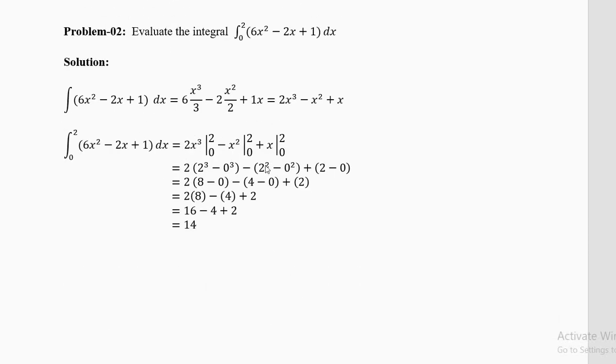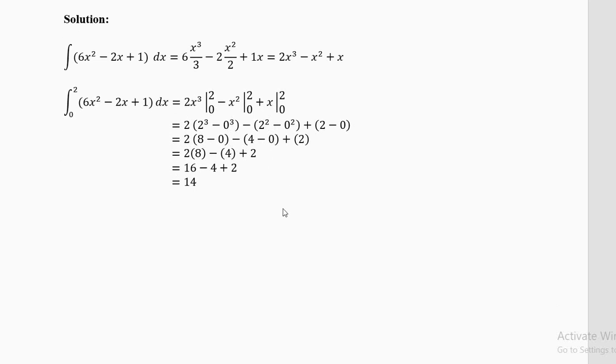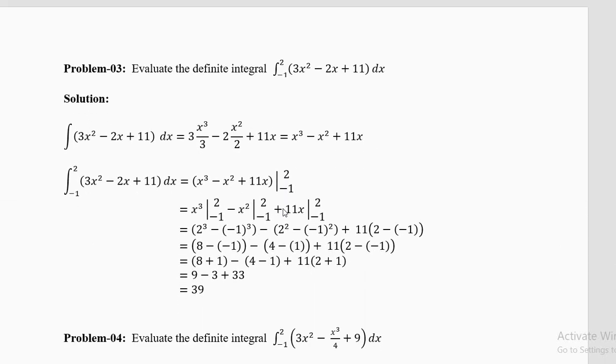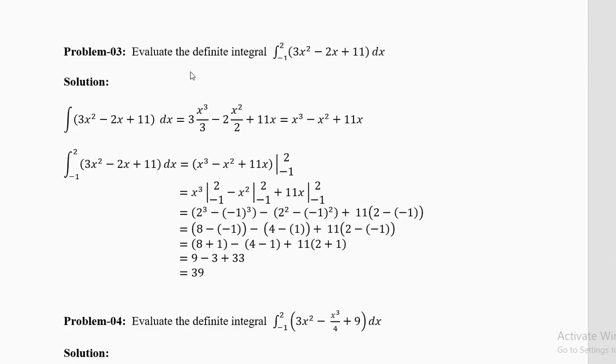Please do these numbers carefully and check them, because many of us can make mistakes while multiplying and adding these small and simple numbers. Now evaluate the definite integral from −1 to 2 of (3x² − 2x + 11) dx.